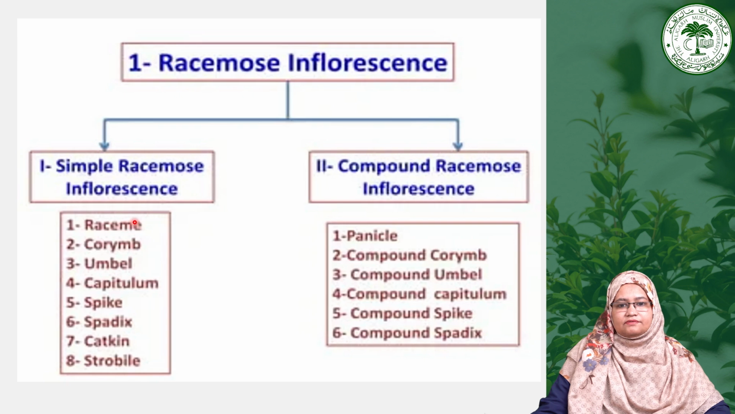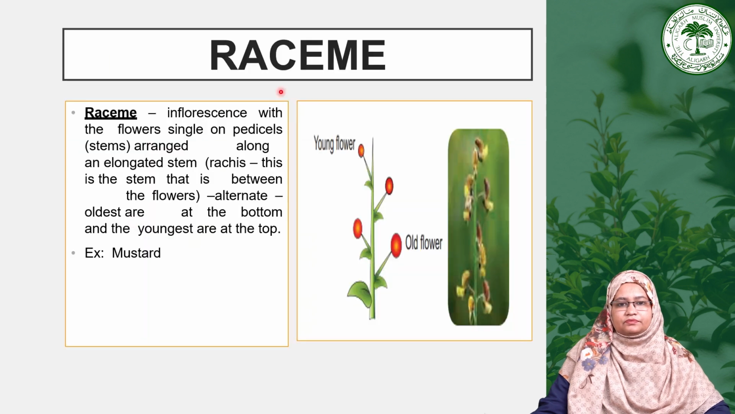So starting from the first one, that is the raceme. Raceme is the inflorescence with the flowers single on a pedicel. As you can see, the older flowers are at the base and the younger flowers at the apex position. As you can see, these flowers are arranged alternately and they are pedicellate flowers. So in raceme, the pedicellate flowers are arranged in a way that older flowers are at the base and the younger flowers are at the top.